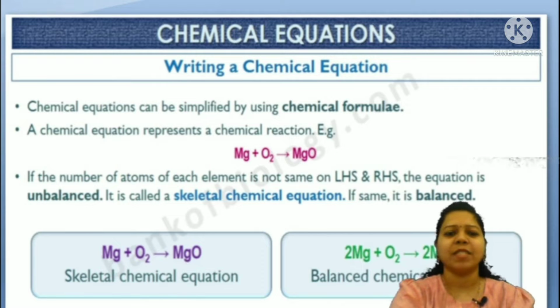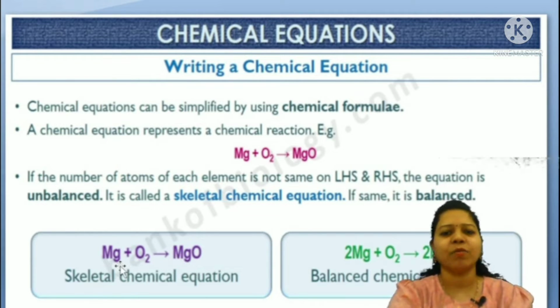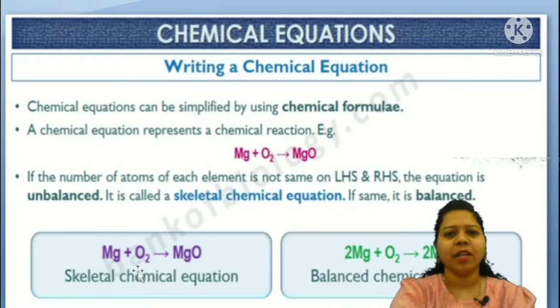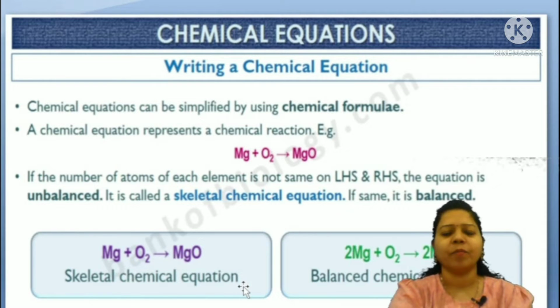Now we'll see with the help of an example. Here, magnesium plus O2 gives magnesium oxide. In this reaction, the numbers of magnesium and oxygen are not similar on both sides. For example, at LHS magnesium is 1, and at RHS magnesium is also 1. But the oxygen number at LHS is 2 and at RHS is 1. That's why this is an example of a skeletal chemical equation.